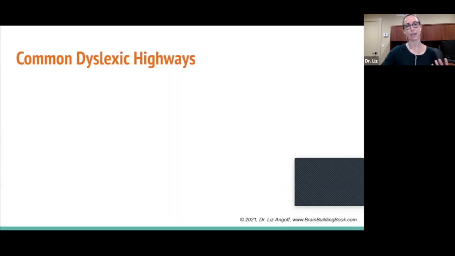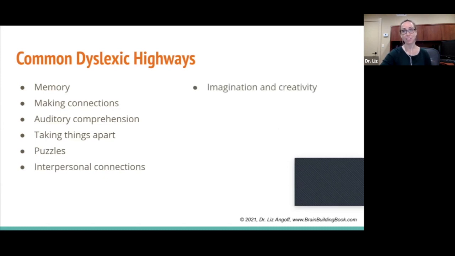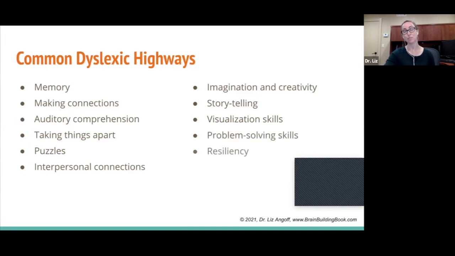So some of the common dyslexic highways that I've seen with my kids: memory for oral information can be really strong, making conceptual connections as well as interpersonal connections. Auditory comprehension is often so much higher than reading comprehension. Taking things apart, putting them back together, puzzles, as I said, interpersonal connections, imagination and creativity, and just being a divergent brain, seeing things in a really different way. Storytelling and visualization skills are often really strong with the kids that I work with, and that ability to call up an image, problem-solving skills, resiliency.